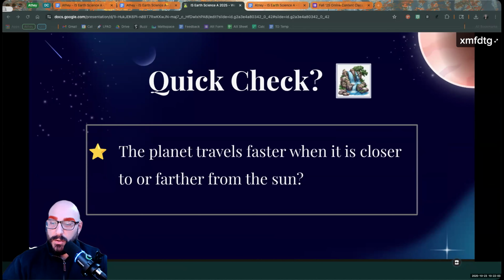Good. Yeah. So we've got 20 people responding right now, which is about a quarter of you. And most of you are answering closer. Yes. So the planet is traveling faster when it's closer to the sun. Good. Let's look at his third law.